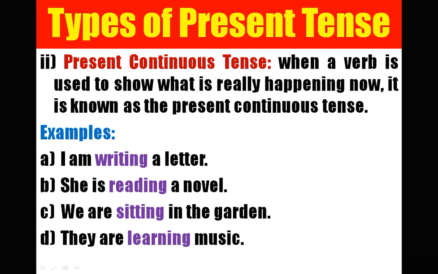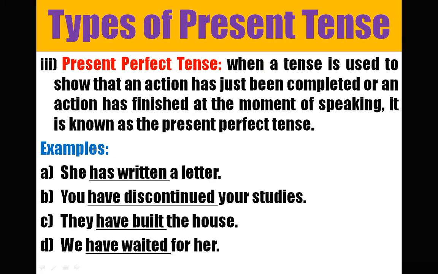Okay, now look at this present perfect continuous tense. You may not be so familiar with this because this is one of the areas that many people do not pay much attention to. So what is present perfect continuous tense, and how can you recognize or identify it in a sentence? You do that when a tense is used to show that an action has just been completed, or an action has finished at the moment of speaking.